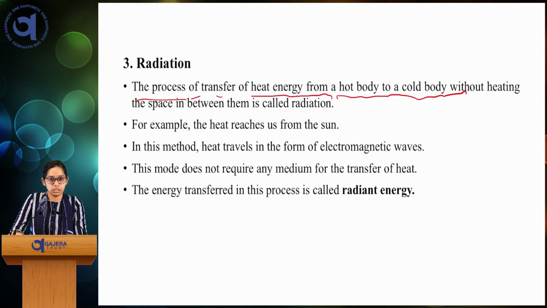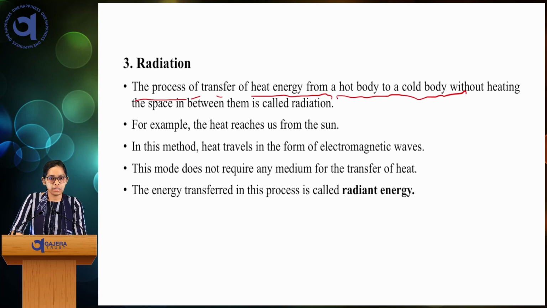For example, the heat reaches us from the sun. In this method, heat travels in the form of electromagnetic waves, and this mode does not require any medium for the transfer of heat. The energy transferred in this process is called radiant energy, and this takes place in water as well as in air. The electromagnetic waves travel with the speed of light. So radiation is the fastest method of heat transfer.